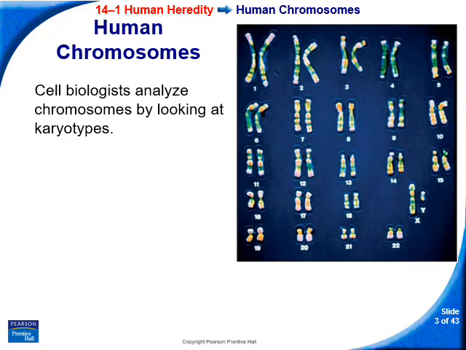The human chromosomes number 46. There are about 23 pairs. Of the 46, 23 are coming from the mother, and the other half, which is another 23, is coming from the father. Cell biologists would analyze the chromosomes by looking at those paired up chromosomes, and the picture, I call it the class picture of the human chromosomes, is actually the karyotype.